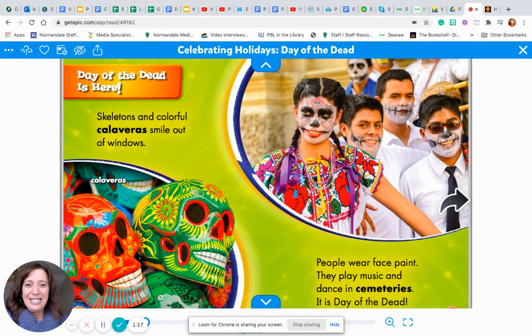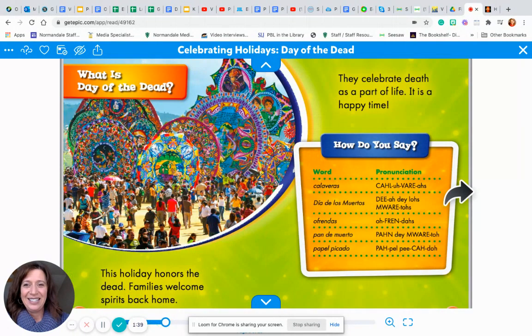Celebrating holidays, Day of the Dead. Day of the Dead is here. Skeleton and colorful calaveras smile out of windows. Calaveras is the word for skull. People wear face paint, they play music and dance in cemeteries. It is Day of the Dead.